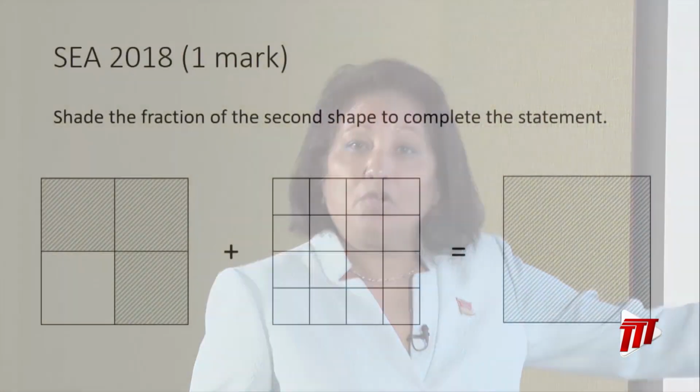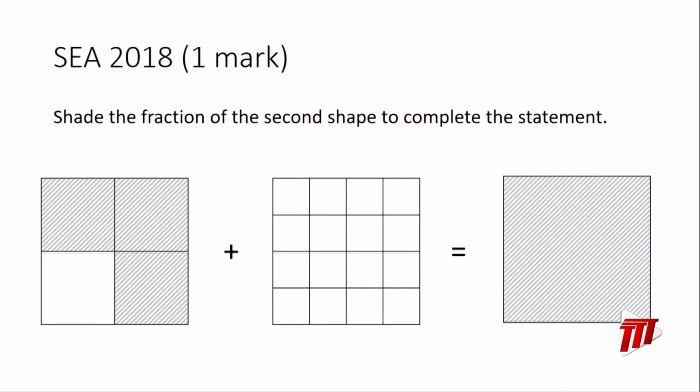Some of you could use a way of working out the question in that you know that this is 3 quarters. 3 quarters plus some amount would give me 1 whole. And you would know that from your addition of fraction, your addition facts. So some of you would know right away that what you have to shade is 1/4 of the second shape. Now, the second shape is divided into smaller squares.